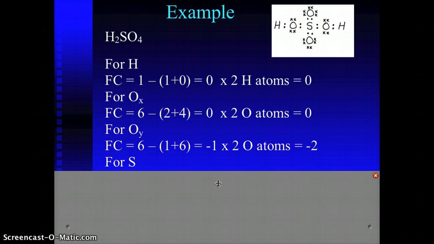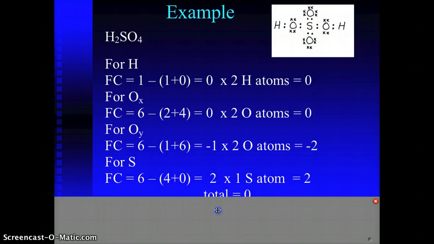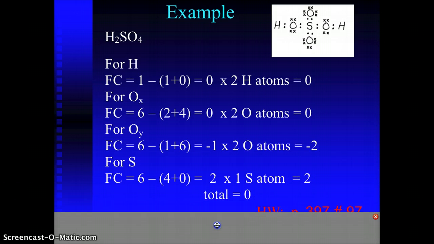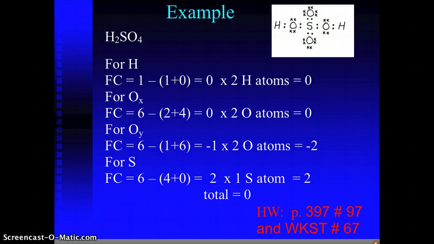Now, last atom, sulfur. Sulfur's in the center, also in group 6. So it has 4 bonds and 0 unshared electrons. So 6 minus 4 plus 0 is equal to 2. And there's only one sulfur atom, so I get 2. And then we are going to total the whole thing together, and that is equal to 0.